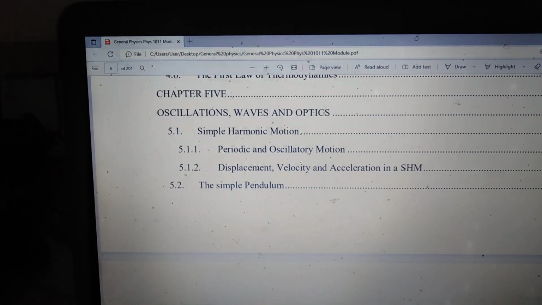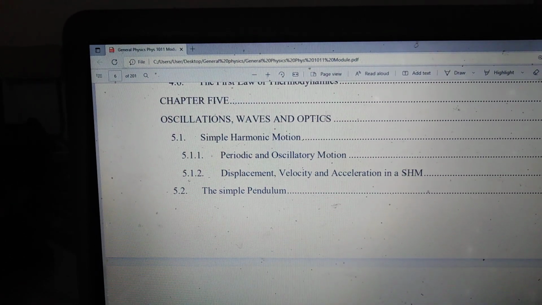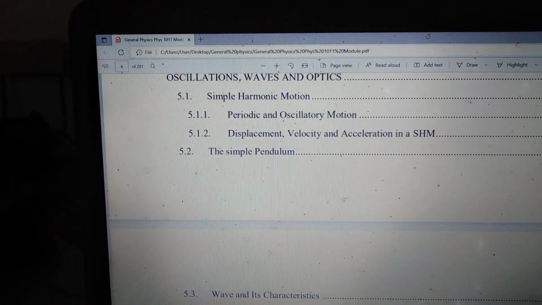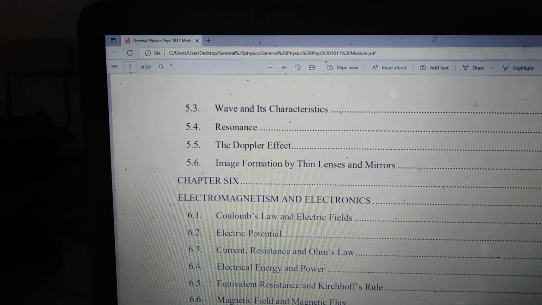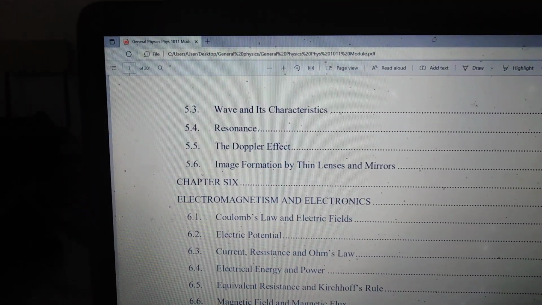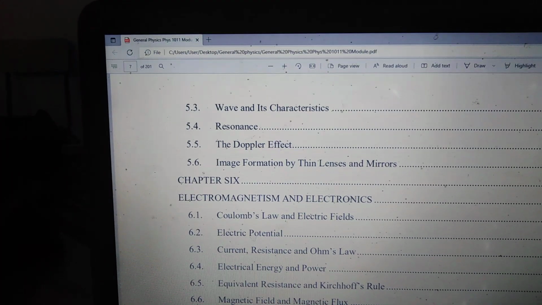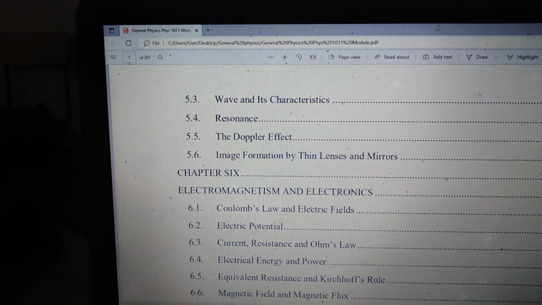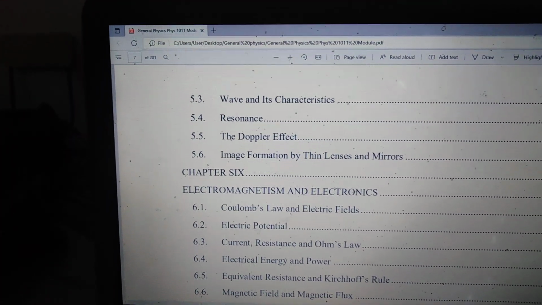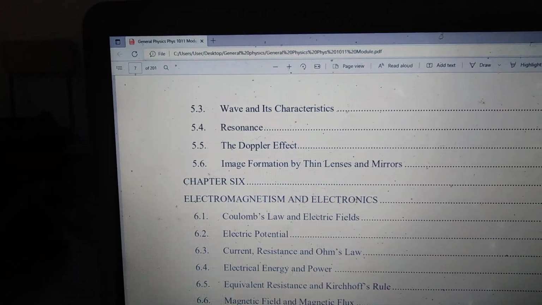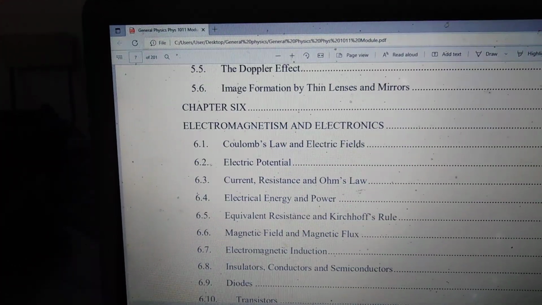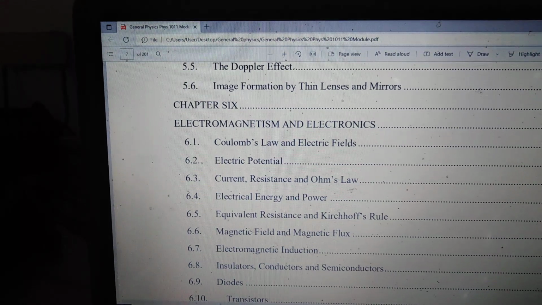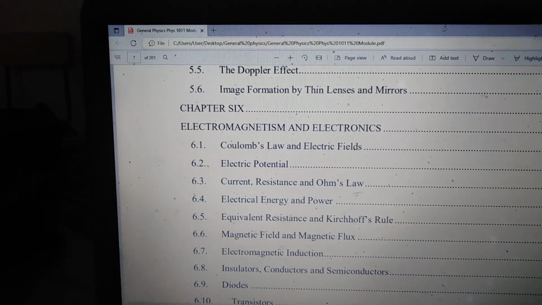And the next is chapter 5, oscillations, waves and optics: simple harmonic motion, periodic and oscillatory motion, displacement, velocity and acceleration in simple harmonic motion, the simple pendulum, wave and its characteristics, resonance, the Doppler effect, image formation by thin lenses and mirrors. We will learn all this under chapter 5, and the next is chapter 6, which is electromagnetism and electronics.